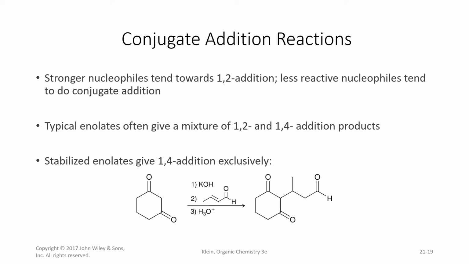So in this case, it will do the 1,4 addition. So therefore, we see a nucleophilic attack here at this beta carbon. And so after that, we have protonation with an acid. And so this is our 1,4 addition product.